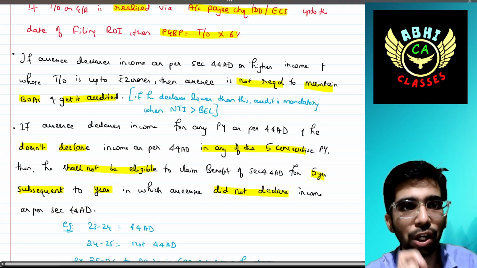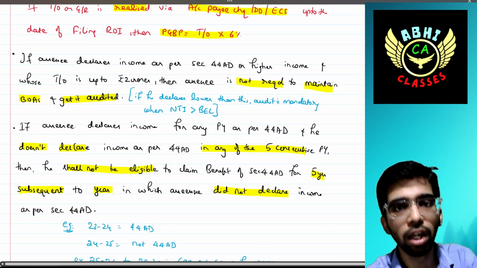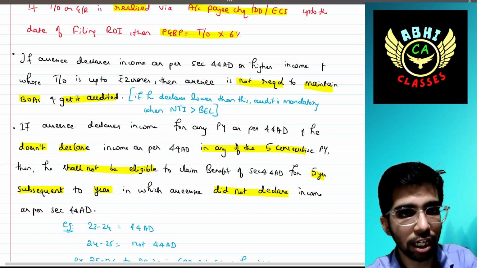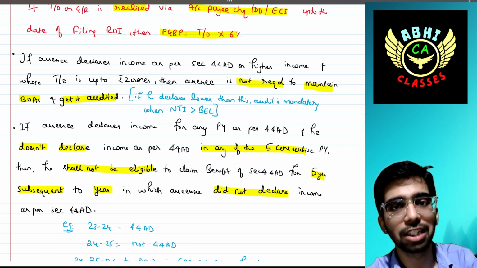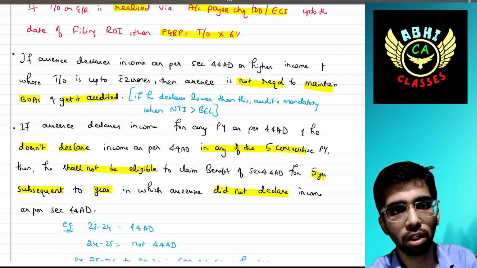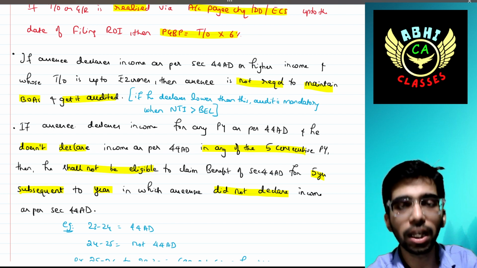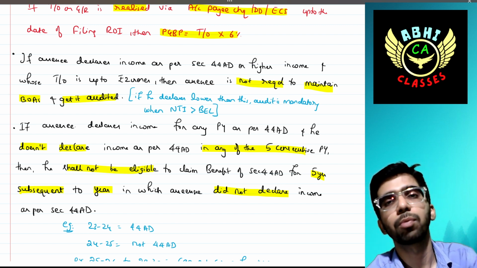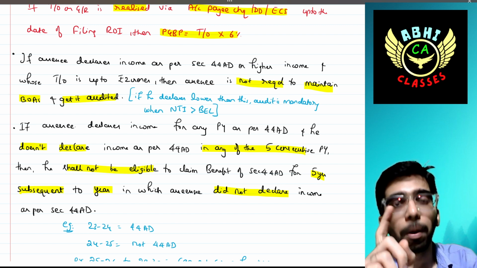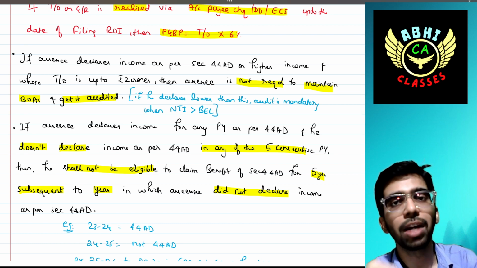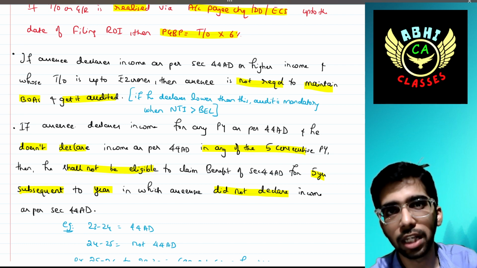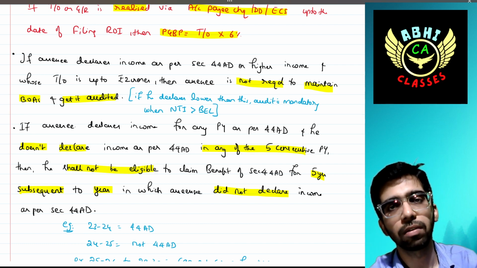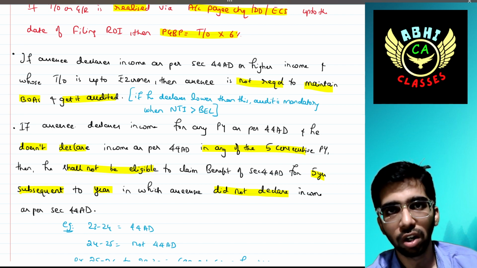If an SSE declares income as per section 44AD or higher, whose income is up to 2 crore, then the SSE is not required to maintain any books of accounts. But if he declares lower than 8% or 6%, then he needs to get his books of accounts audited, provided his net total income is more than the basic exemption limit. If it is less than the basic exemption, then there is no need to file an income tax return at all, right?